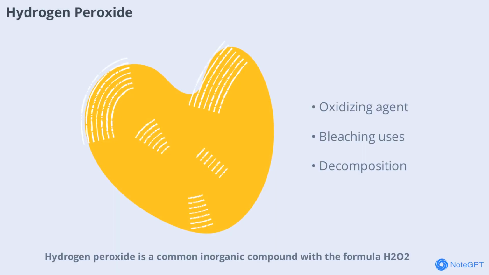Hydrogen peroxide is a common inorganic compound with the formula H2O2. It acts as a strong oxidizing agent and is used in bleaching, disinfection, and as a propellant. Understanding its preparation, properties, and decomposition reactions is important for both academic and practical chemistry.